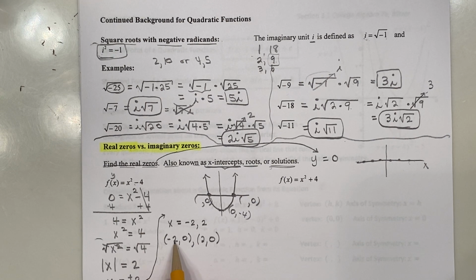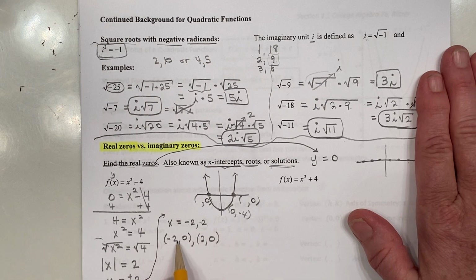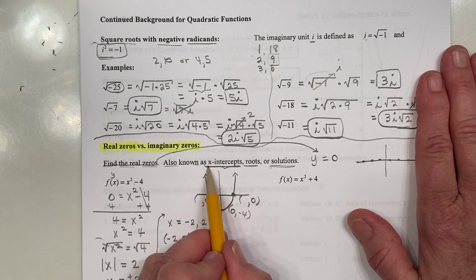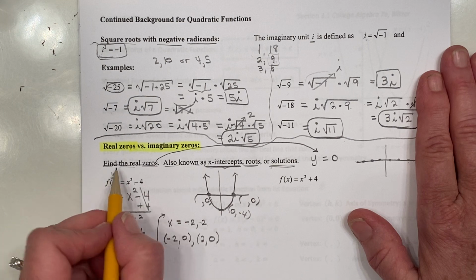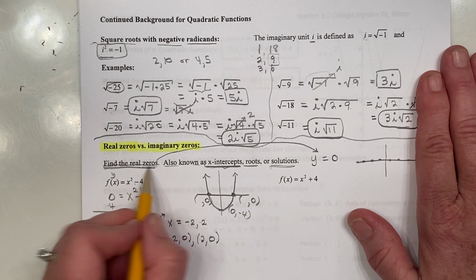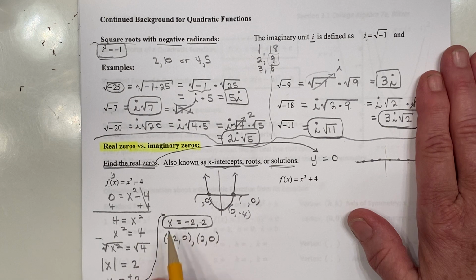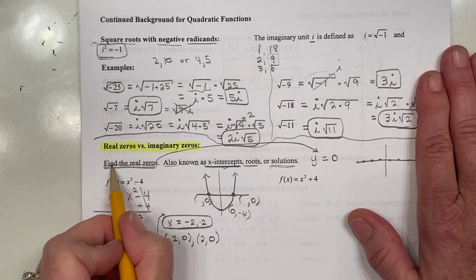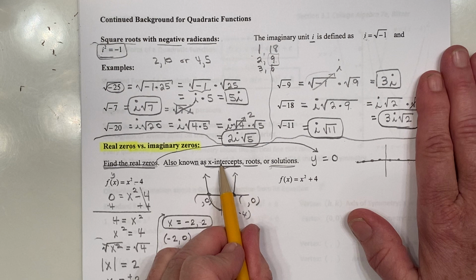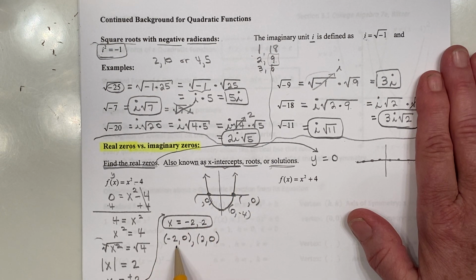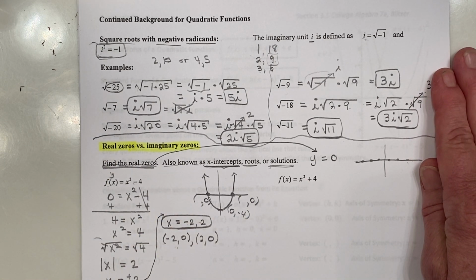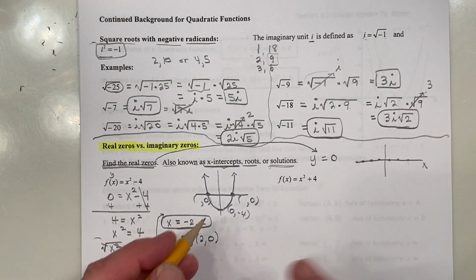These are our solutions here, if you will. These are our solutions. These are our x-intercepts. And so any of these are the correct answer, whether you just put x equals -2, 2, or if you put the ordered pairs. It really just depends upon how they're asking the question. Because the question was asked as find the real zeros, this would probably be the way that you'd want to report your answer. If you were asked to find the x-intercepts, then usually we give that answer as an ordered pair.